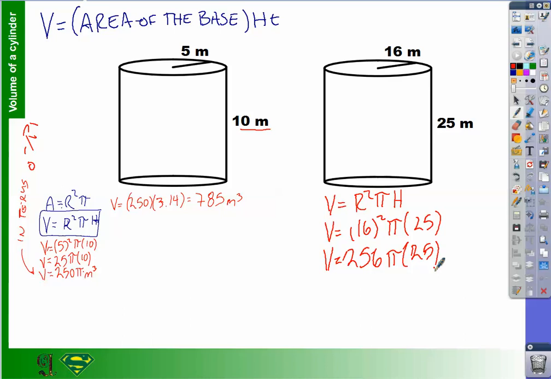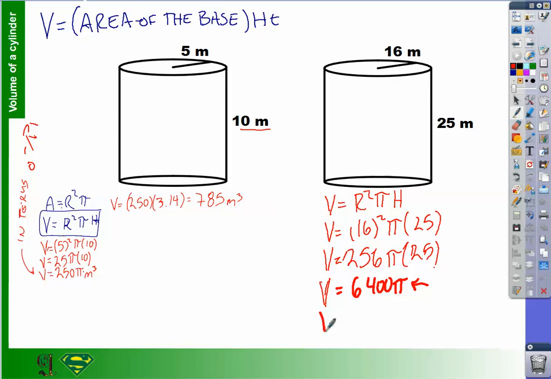What's going to be the best strategy, Grace? So we're going to multiply 256 times 25. When I multiply 256 times 25, what do I end up with? 6,400. I get 6,400. Now I haven't multiplied it by pi yet. And if the instructions do not specify how to show your answer, this would be an acceptable answer in terms of pi. But since we want to cover all of our bases, let's go ahead and figure out the next one. Let's multiply 6,400 times 3.14.